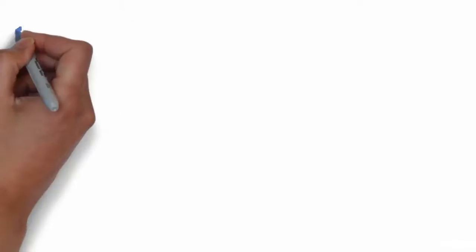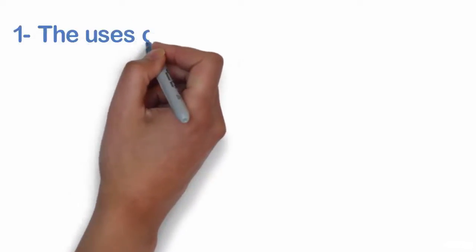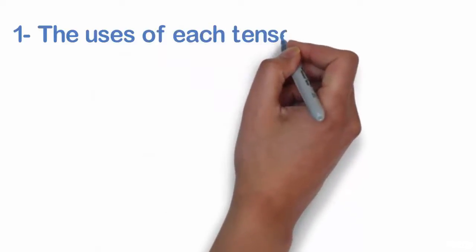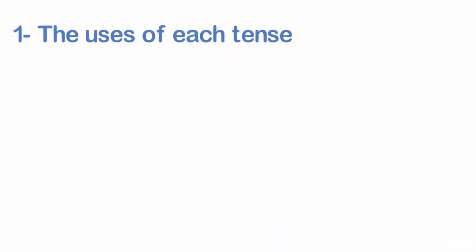So, when we talk about verb tenses, what are we going to talk about? Number one, the uses of each tense. When should you use the present simple, for example? What's the difference in use between the present simple, present continuous, present perfect, or the present perfect continuous? If you need to write or speak in English to express yourself in a certain situation, which tense should you use?